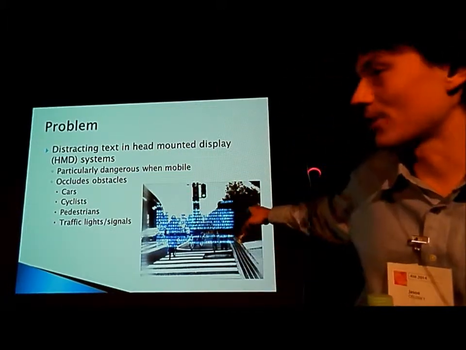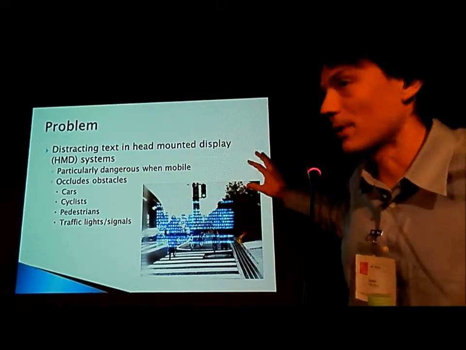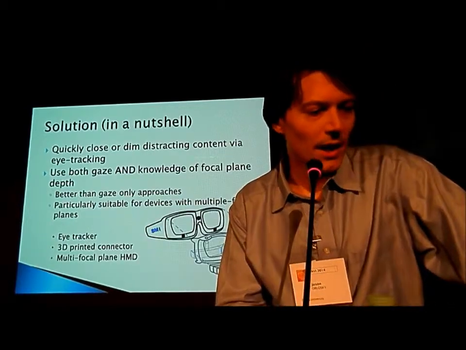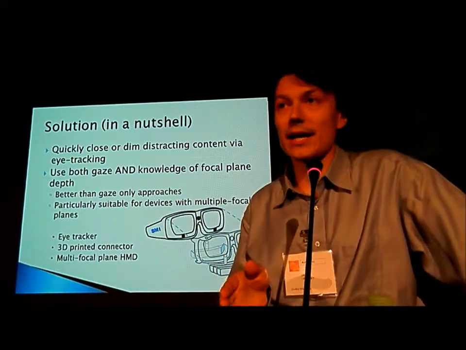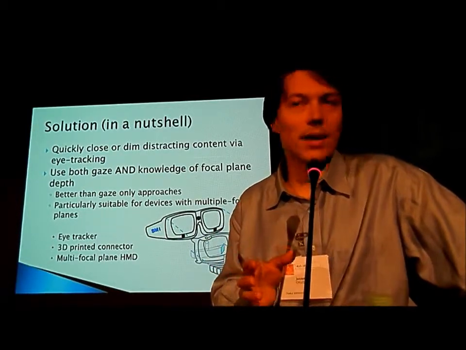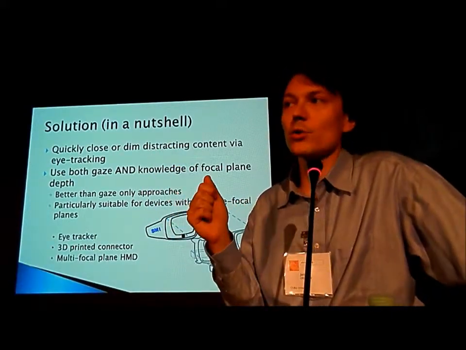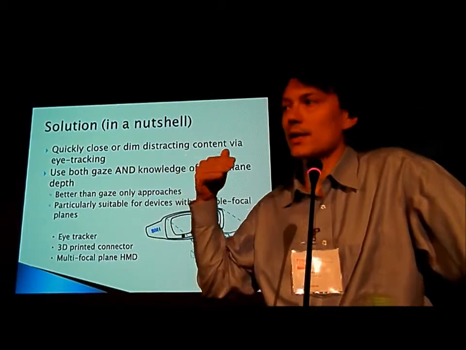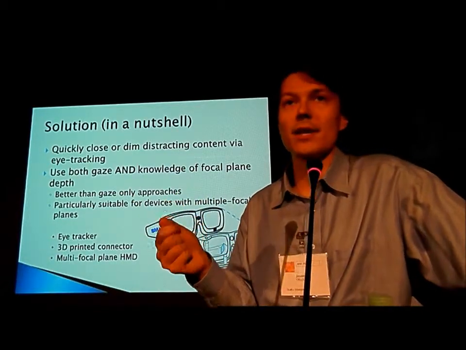And you can see to the right is a view taken through a head-mounted display of text overlaid onto a few bicyclists in the environment. So how are we going to solve this problem? In a nutshell, we want to quickly close or dim distracting text via an eye-tracking interface. There are some eye-tracking interfaces available, but none that take advantage of multiple focal planes, which we also prototyped in a multifocal plane head-mounted display. Using the knowledge of the depth of the focal plane, or the distance at which something is displayed, we can very quickly know where a user is looking in an environment and dim that text.